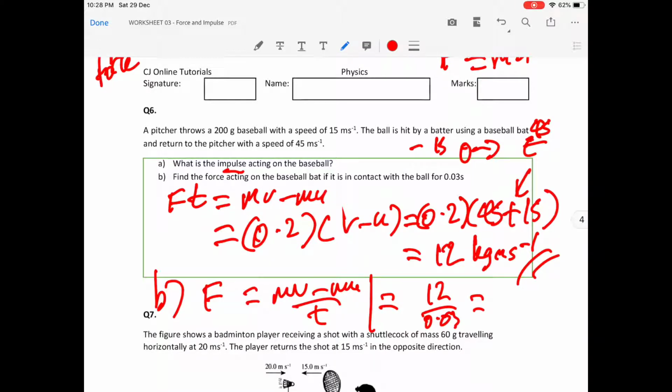So the momentum is 12 kilogram meters per second. Divide by 0.03 and you get 400 newtons. That's how you do an impulse question.